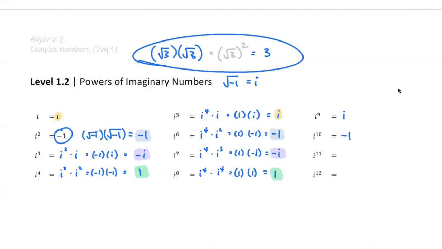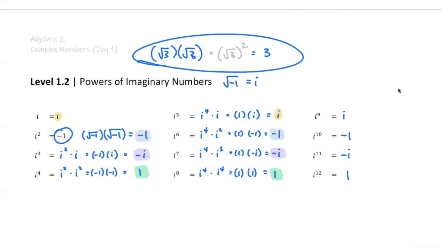What about i to the 11th power? What's i to the 11th power? Did you guess -i? If you did, that's wonderful. And what about i to the 12th power? Did you guess 1? If you guessed 1, that would be wonderful. That would be brilliant. So there you go.